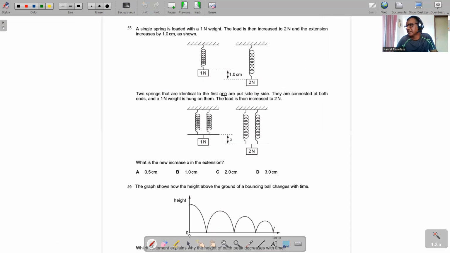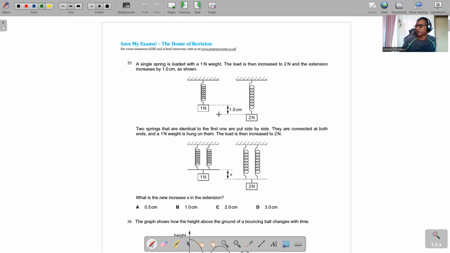A single spring is loaded with 1 newton weight. The load is then increased to 2 newtons and the extension increases by n centimeters. Okay. Two springs that are identical to the first one are put side by side. They are connected at both ends. Okay. And a 1 newton weight is hung on them. The load is increased to 2 newtons.